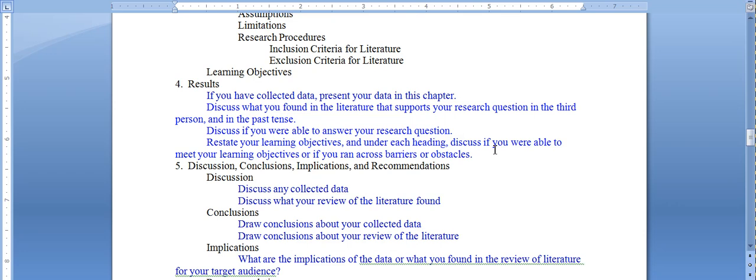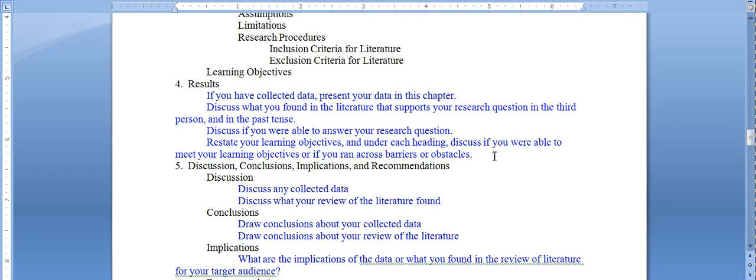Part of the results are also to restate your learning objectives, and then under each heading, discuss if you were able to meet your learning objectives or what part of the literature supports your learning objectives. And you can comment on if you ran across any barriers or obstacles that may have prevented you from reaching any of your learning objectives.